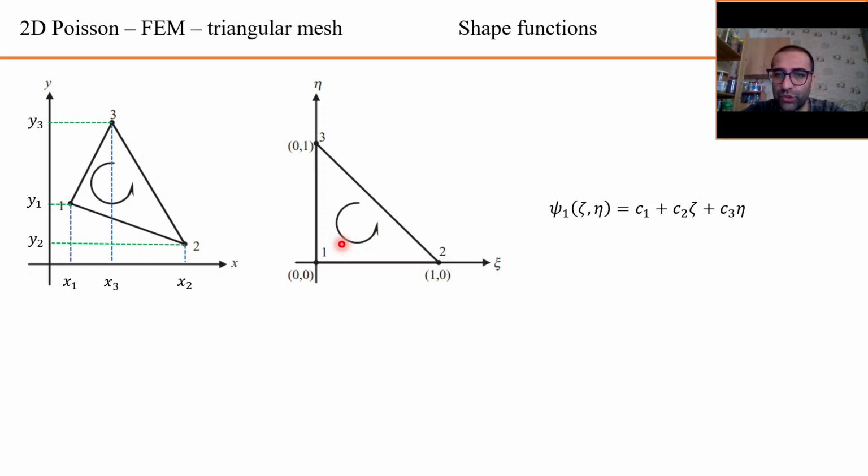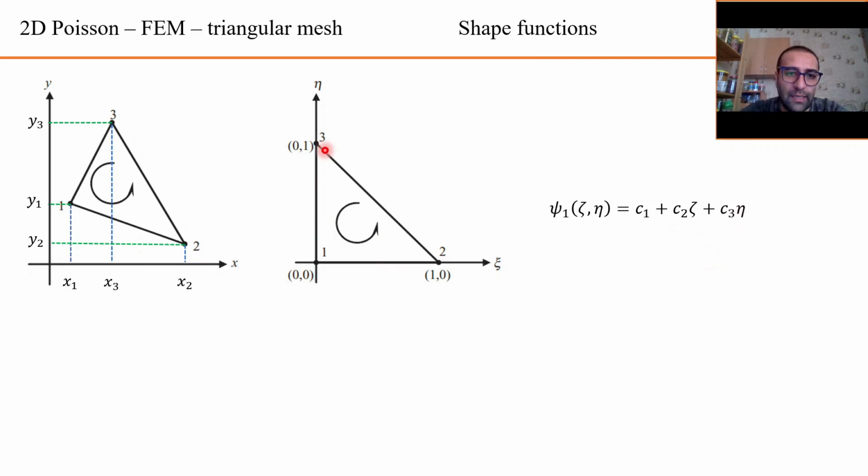Now we are trying to use some shape function in this natural coordinate, and we know that we define some properties for the shape function: each shape function should be 1 at one node, and it should be 0 at all other nodes. Therefore, if we try to use some linear shape function, a possible linear combination in this coordinate will be c1 plus c2 zeta plus c3 eta.